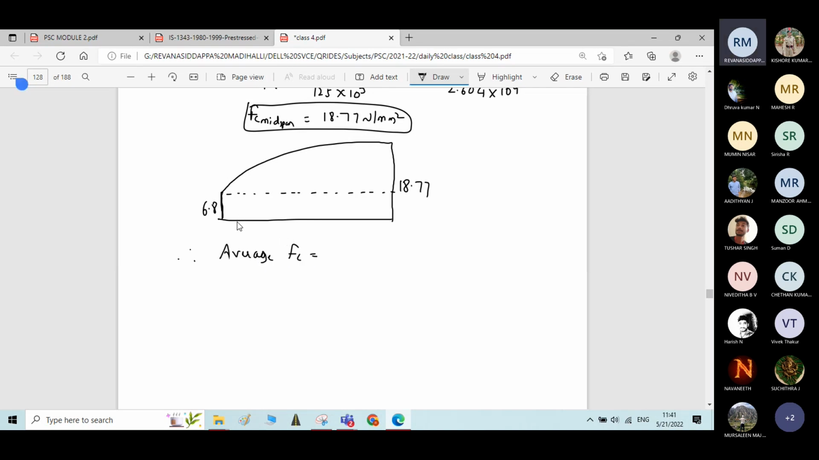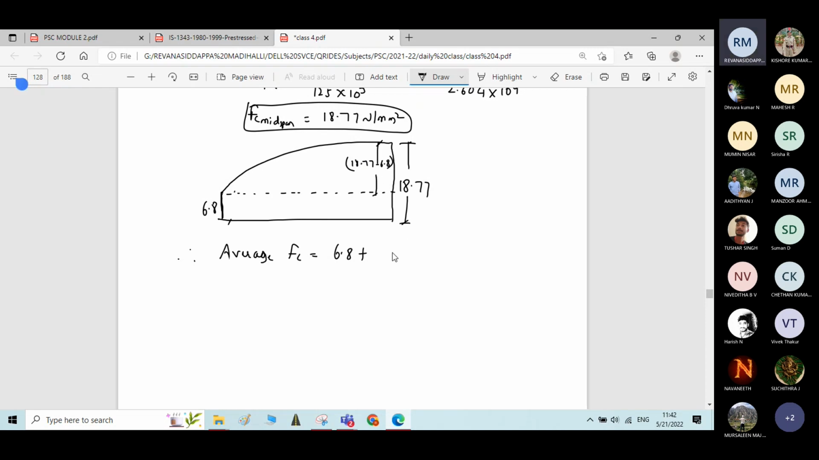FC is equal to, see, from here to here average stress is 6.8 plus, now you have to convert this parabola into a regular rectangle, means you need to convert this parabolic variation of the stress into a uniform stress variation. Okay, so how to convert? So this total is 18.77, so this height will be 18.77 minus 6.8.